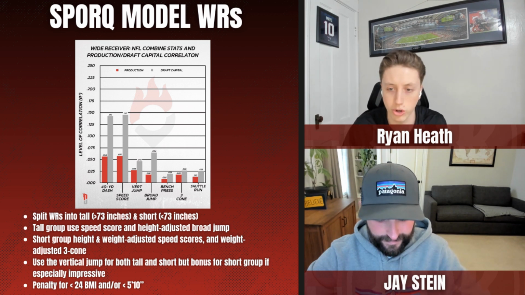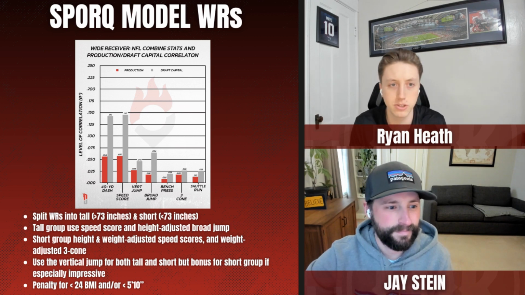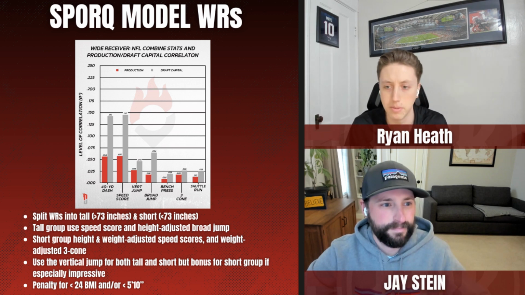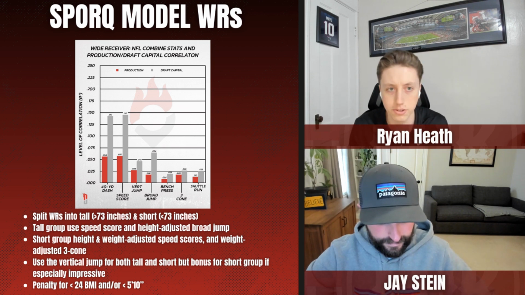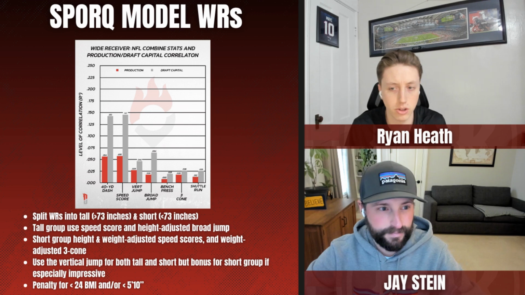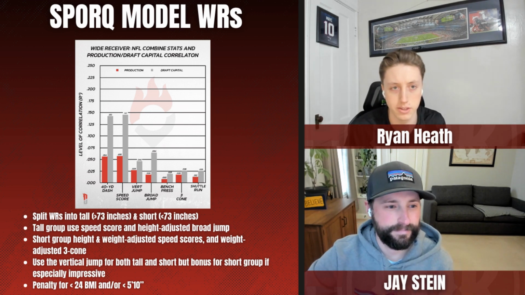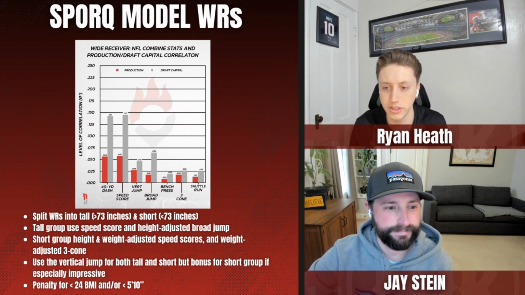For the shorter guys, I'm using basically speed score, but also adjusting for height, going with pounds per inch, which I found made it a bit more predictive. Also a weight-adjusted 3-cone, very similar. For the taller guys, it used normal speed score, as well as a height-adjusted version of the broad jump. For all receivers, the vertical was at least moderately important.